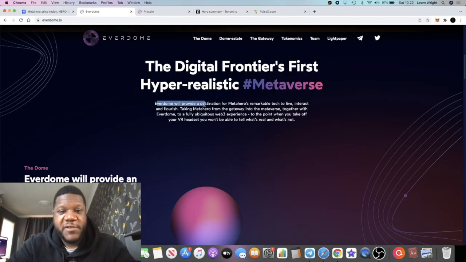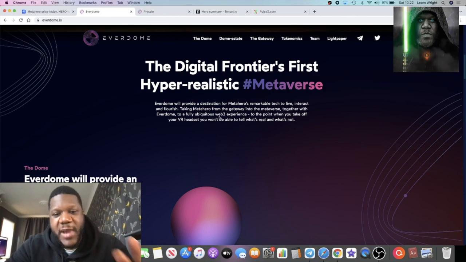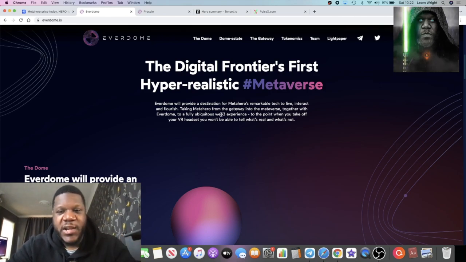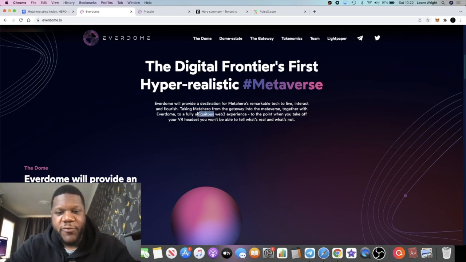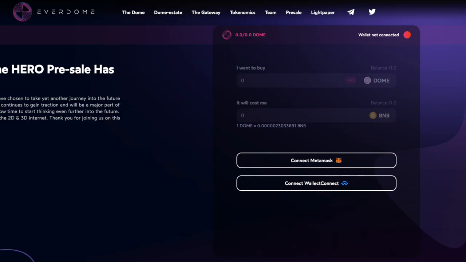So it says here that Everdome will provide a destination for Metahero's remarkable tech to live, interact, and flourish, taking Metahero from the gateway into the metaverse, together with Everdome, to a fully ubiquitous web-free experience, to the point where you could take off your VR headset, you won't be able to tell what's real and what's not. So they're going to provide an opportunity for everyone who's interested in a real-to-life version of the metaverse. Now, with this project, there is actually a pre-sale currently taking place.